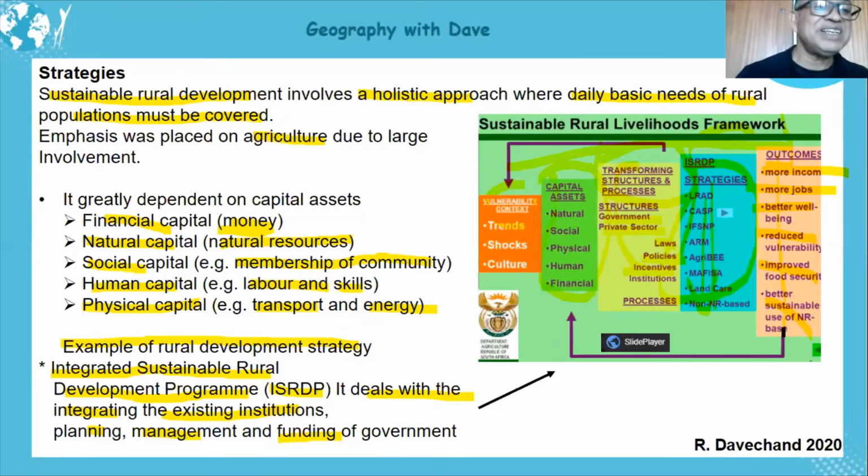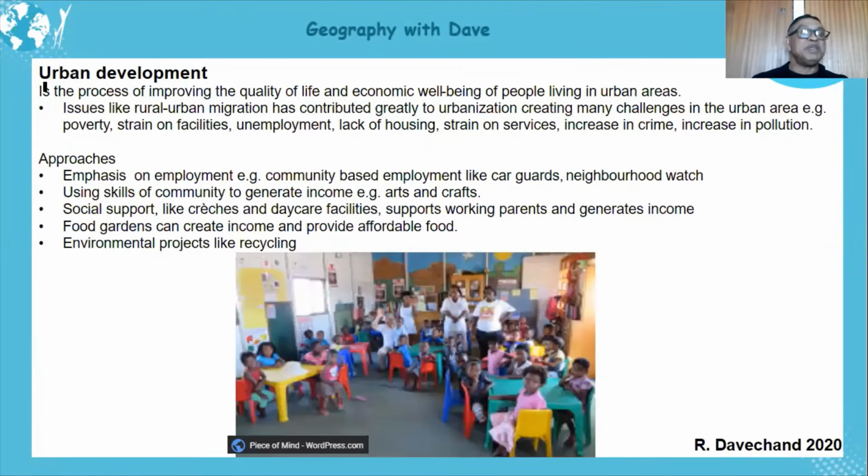Brilliant. All right. Let's look at urban development. Of course, it's a process of improving the quality of life and economic well-being of people living in urban areas. Now, there were many challenges, especially in developing countries. Things like rural-urban migration has contributed greatly to urbanization. Should have been an S. Okay, creating many challenges. People are flocking into the cities. You understand? Increasing the percentage of people living in cities compared to the rural areas.